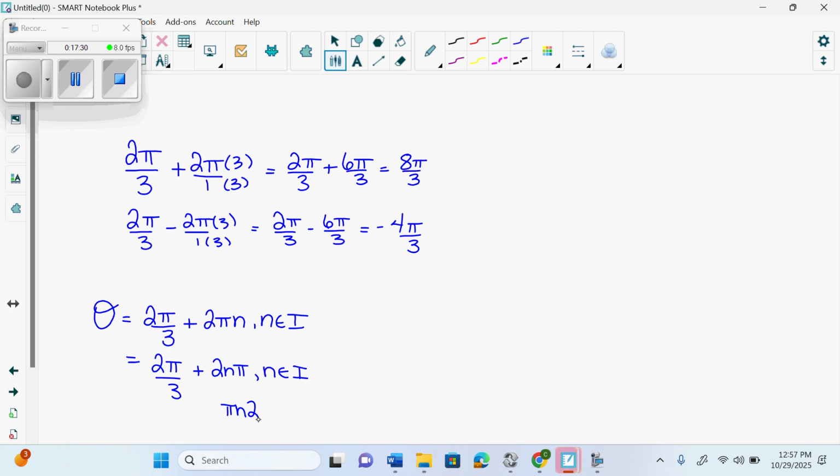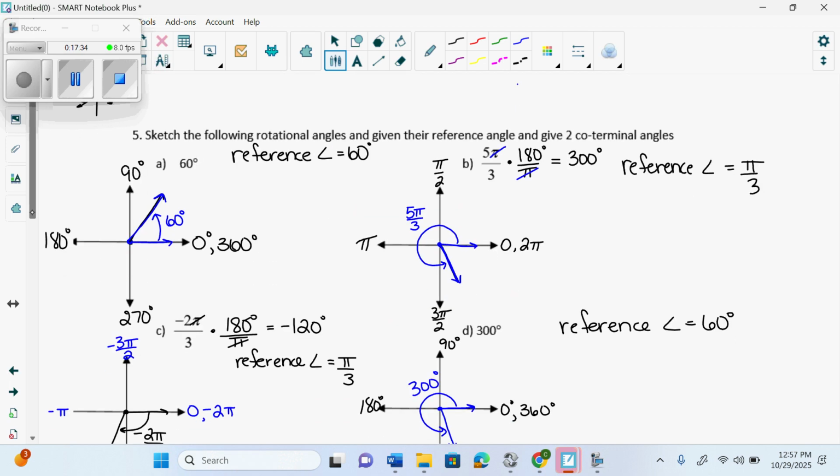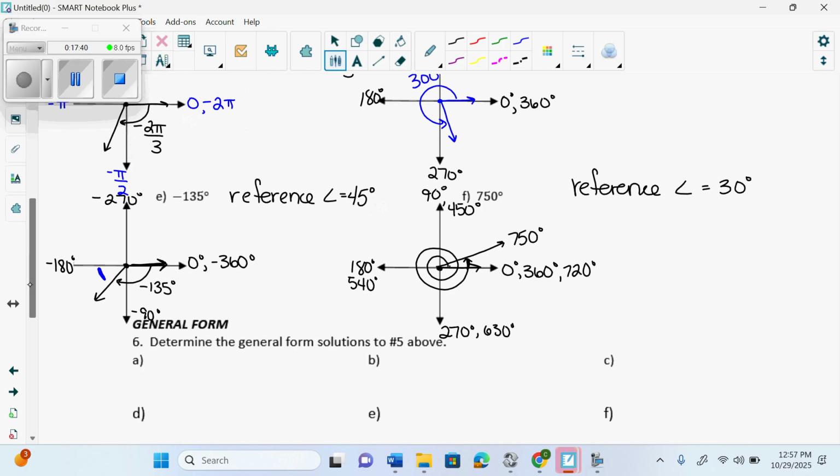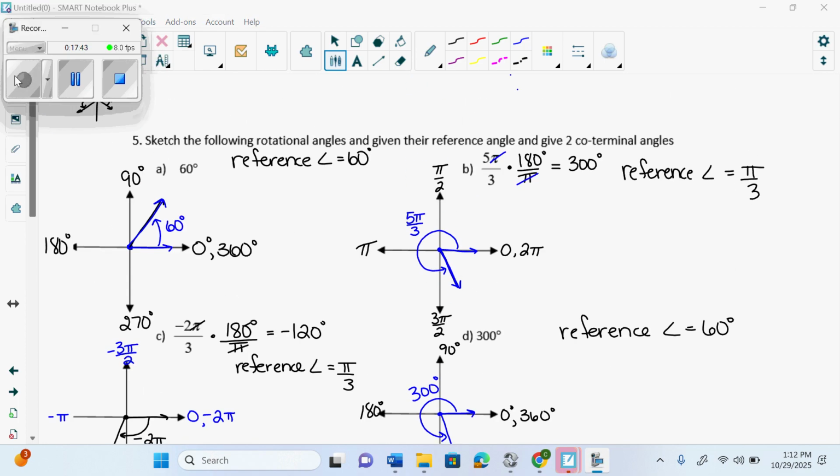Yeah? Okay. So what I want you guys to do on this page is give me 2 coterminal angles, one up, one down, for all of these: A, B, C, D, E, F. Go. So this one we're going to go 60 degrees plus 360, and we get what? 420 degrees. And then we do 60 minus 360, and we get negative 300.